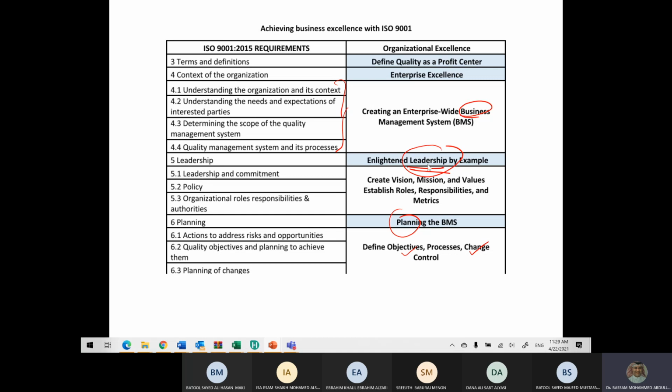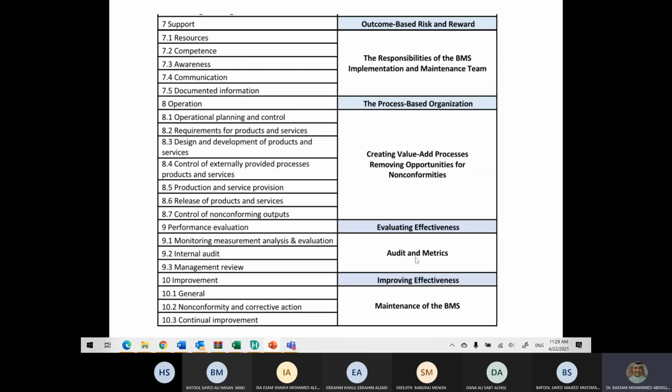So I have a business. The leadership, we have clear vision, clear goals, clear values. I planned. I put objectives. And after I put the objectives, I need to see what are the responsibilities of the people who are going to work with me to maintain this objective, which are the human resources and financial resources and the competence of the people who are going to be working with me and how they are going to communicate with each other. So the responsibility of the people. So we call this the outcome-based risk and reward.